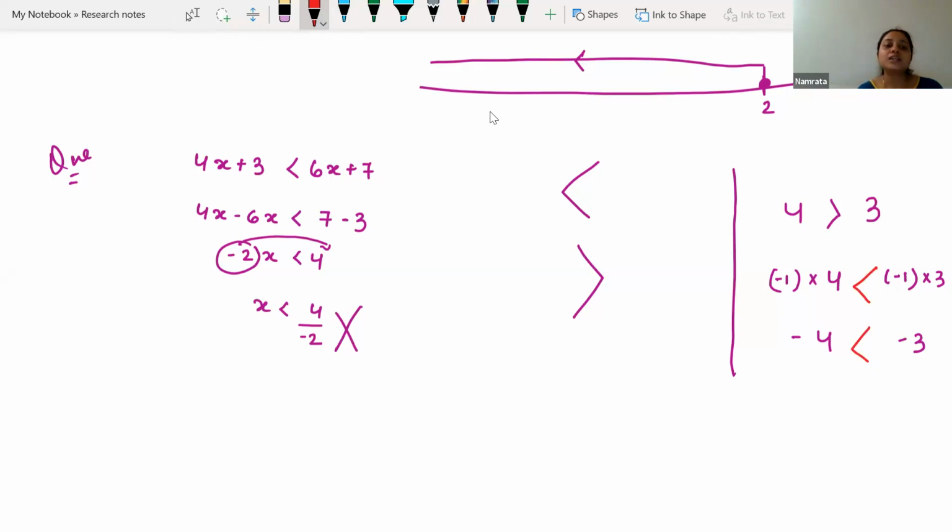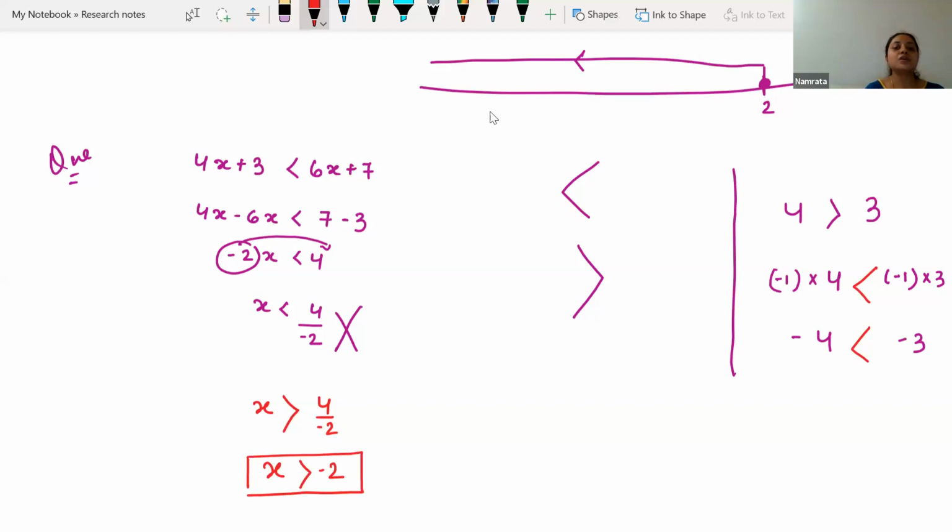Similarly, if you are sending this -2 to the other side, you must write x is, it was smaller, it will be greater than 4 divided by -2. Is it clear? Yes, ma'am. It became x is greater than -2.